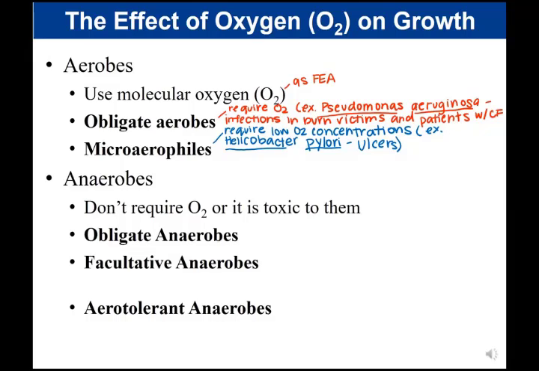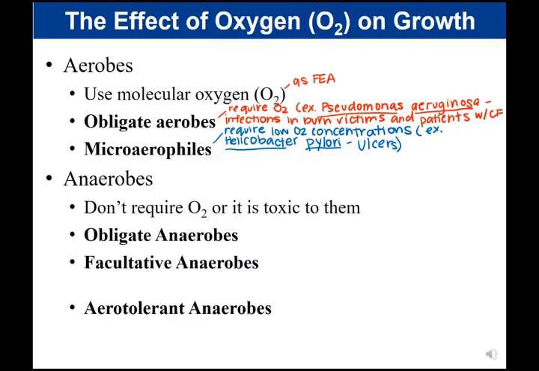If we call an organism an anaerobe, what that means is one of two things. Either the bacteria does not require O2, so in some cases they use O2 if it's available, but they can grow in the absence of O2. In some cases that means that they don't use O2 at all, or it could be that O2 is actually toxic to them. They're actually missing those enzymes that we talked about in the last slide, which allows the organism to be able to detoxify those reactive oxygen species.